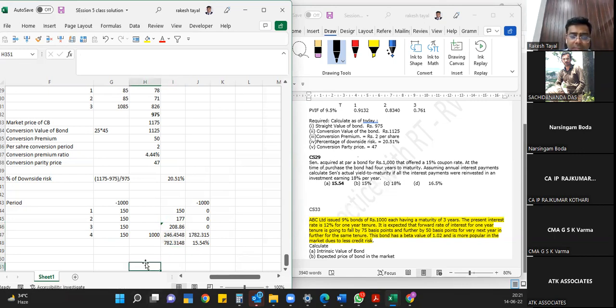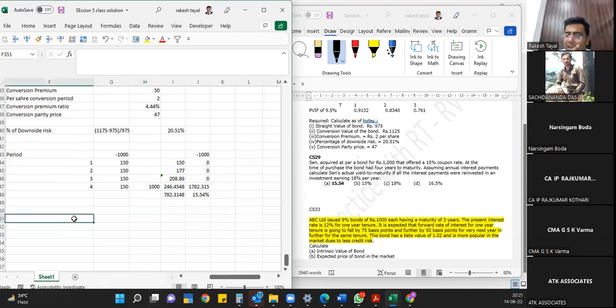Question number 23. ABC Limited issued 9% bonds of rupees 1,000 each, having a maturity of 3 years. The present rate of interest is 12% for 1 year tenure. It is expected that the forward rate of interest for 1 year tenure is going to fall by 75 basis points, and further by 50 basis points for the very next year for the same tenure. This bond has a beta value of 1.02 and is more popular in the market due to less credit risk. What is the intrinsic value of the bond?